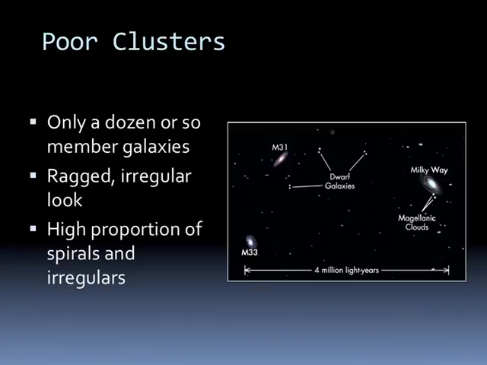Now, poor clusters have only a dozen or so member galaxies. They're ragged, with an irregular look. There's a high proportion of spirals and irregulars. Our own local group is a poor cluster.